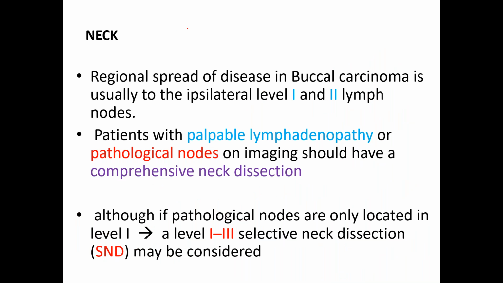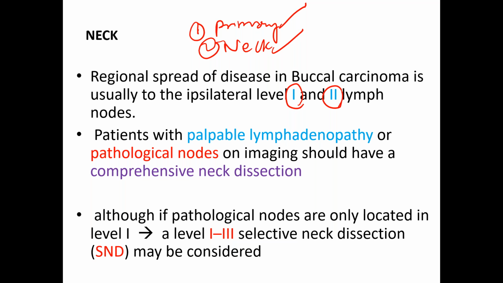So how do you address this? You have to treat the primary and you have to address the neck. That is the concept in neck cancer: the primary has to be treated, and the neck has to be treated. Regional spread, where does it occur? In buccal cavity cancer, it spreads to level 1, submental and submandibular, and the upper jugulodigastric nodes.